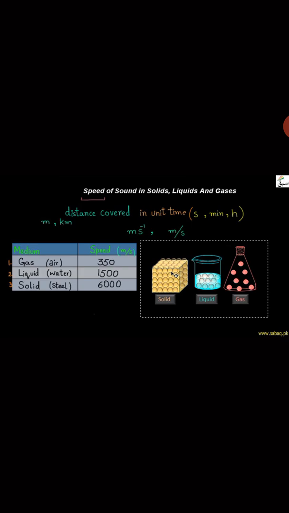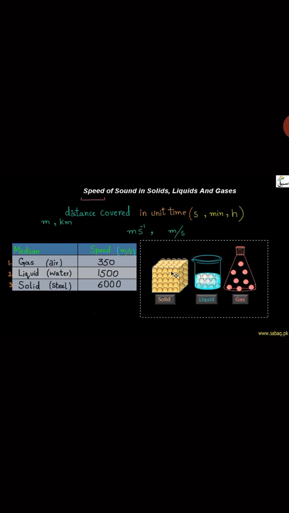In liquids, the particles are far away from each other. They are not too close. So in liquids, the speed of sound is less than in solids, but more than in gases. And in gases, the particles are very far away from each other. The distance between the particles is more, so here the speed of sound is the least. So sound waves travel at a higher speed in solids, while the speed of sound is least in gases.